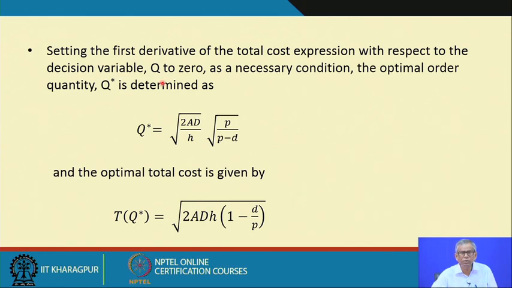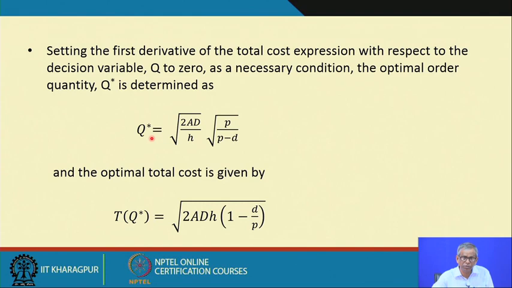So once you have this expression, then what do you do? The remaining steps are very simple. Setting the first derivative of the total cost expression, assuming that this is a continuous function, and that's why differentiable. Once you have the total cost expression, you differentiate with respect to the decision variable as a necessary condition. The optimal order quantity Q star is determined as these expressions.